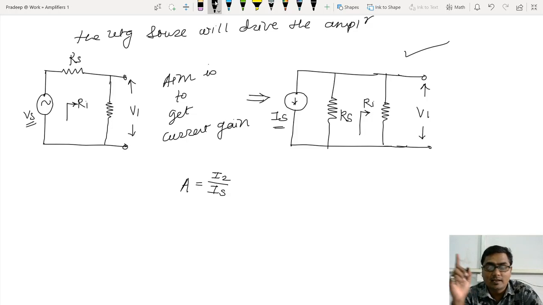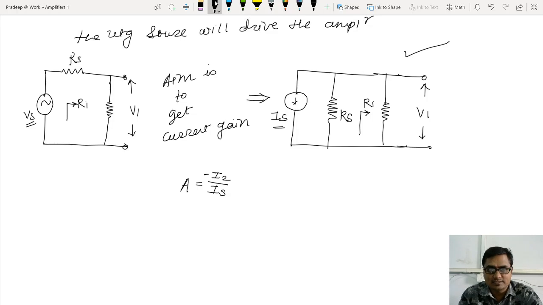Now it is not I1. Why is it not I1? Because now I have considered a voltage source, an external source that I have connected to the base of the transistor. So the input current is nothing but the current given by that source. So I am writing I2 divided by Is. Now that I2 is nothing but minus I2.